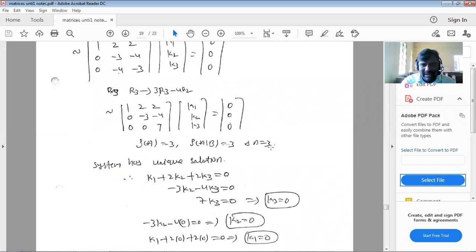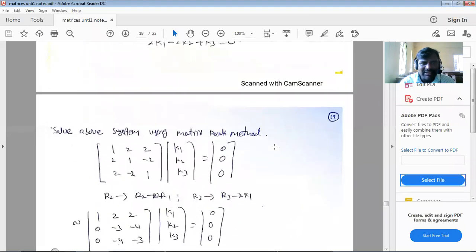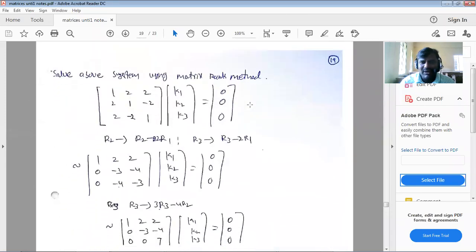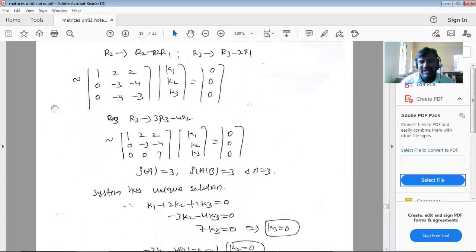Check n. n means number of unknowns. Here, how do we define the number of unknowns? How many vectors are there? 3 vectors. You get 3 unknowns. Suppose 2 vectors are there, how many unknowns will come? 2 unknowns. Nothing but the number of unknowns is the number of vectors. Also, in this case, instead of n is equal to 3, we can say that 3 is the number of vectors.